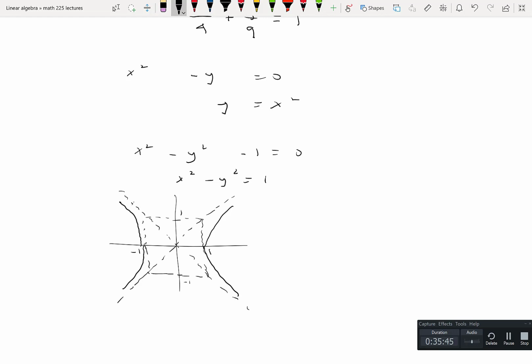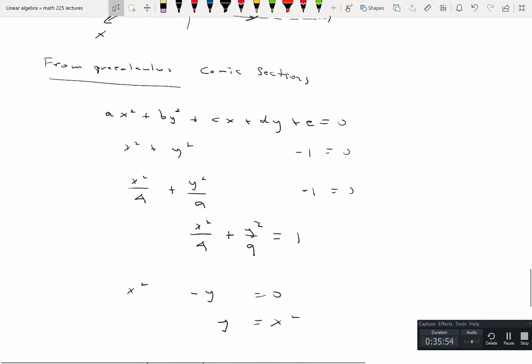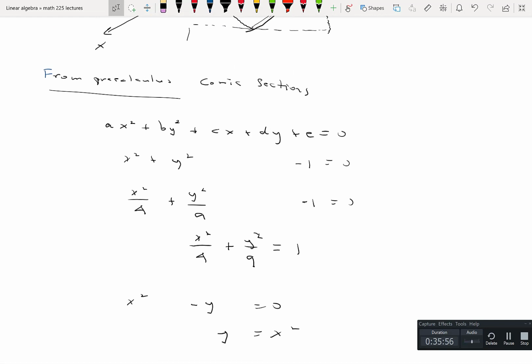Okay. So those are the fancy terms for those curves: hyperbolas, parabolas, ellipses, circles. They're called conic sections. There are a couple of other conic sections. They're called degenerate conics. We don't need to get into that though.